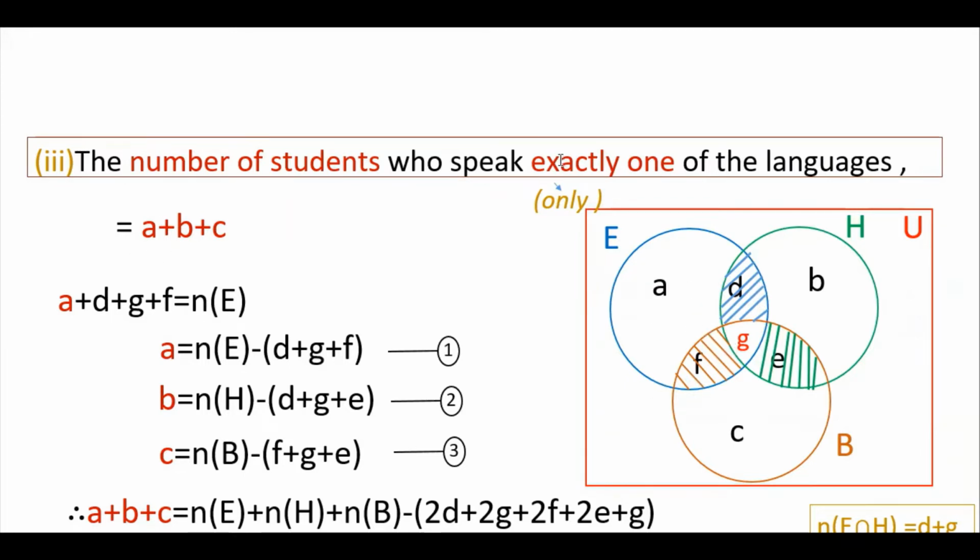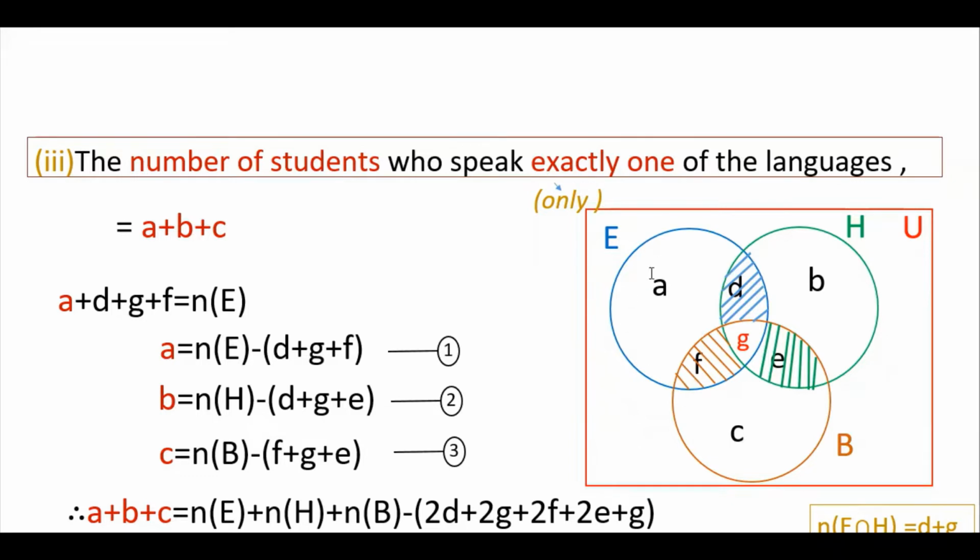So here you have to find exactly one language. They can speak exactly one language. So only this value or this value or this value. So you have to find A plus B plus C. So these are the students, they can speak exactly one language. So either English or H or B. So you have to find the A, B, C values here.